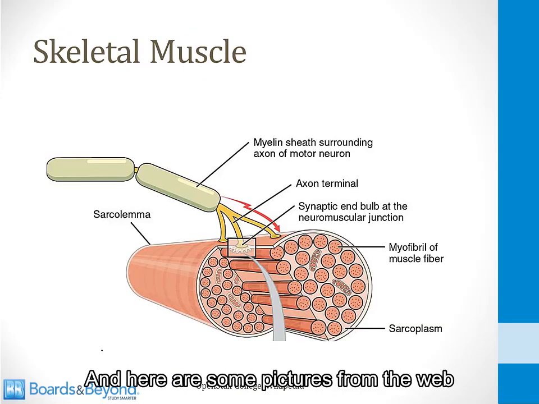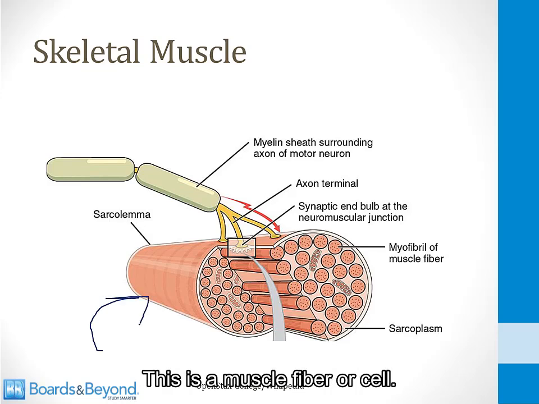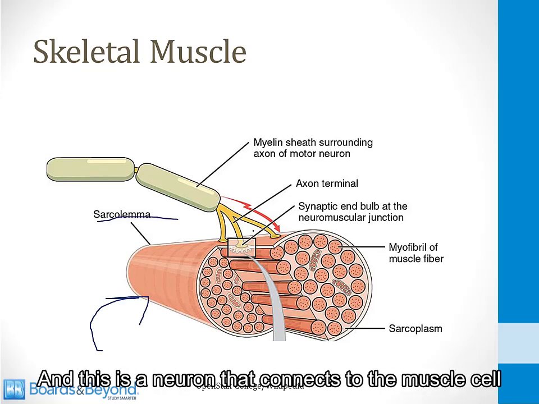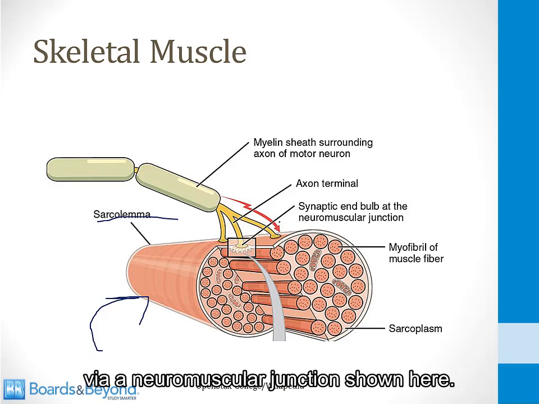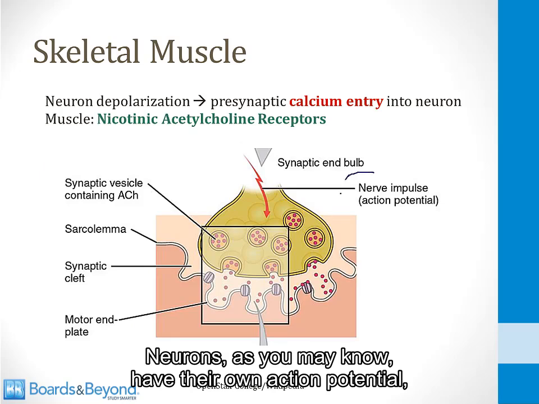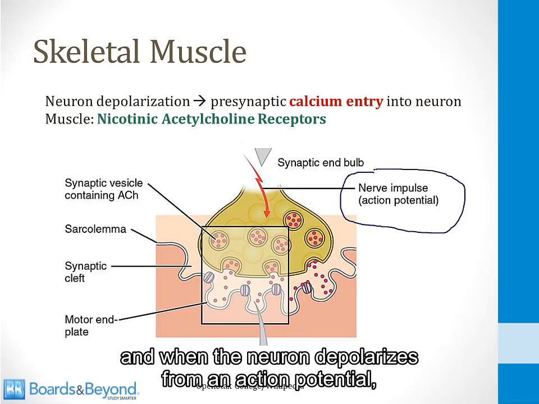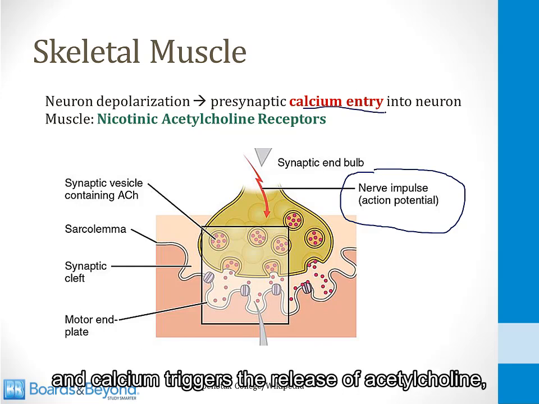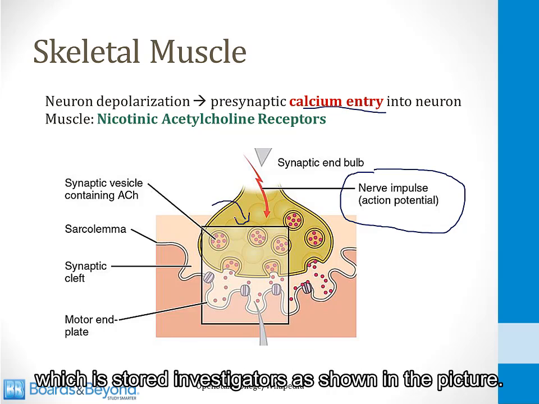And here are some pictures from the web just to make this more clear. This is a muscle fiber or cell. This is the sarcolemma surrounding it. And this is a neuron that connects to the muscle cell via a neuromuscular junction shown here. Neurons, as you may know, have their own action potential. And when the neuron depolarizes from an action potential, calcium enters the neuron, and calcium triggers the release of acetylcholine, which is stored in vesicles as shown in the picture.